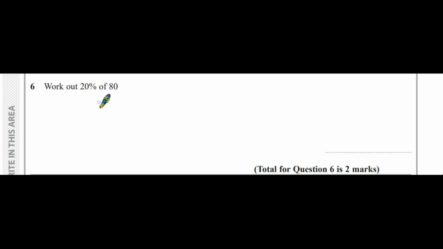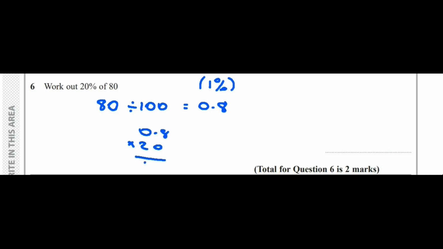Question 6, work out 20% of 80. A couple of ways of doing this, but what you might want to do is look at the fact that 80 is 100%, so if we divide that first by 100, we get 0.8. Here we have found 1%. To find 20%, we then take the 0.8 and we multiply it by 20 to get the answer 16. 20% of 80 is 16.